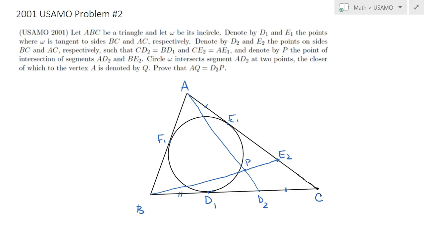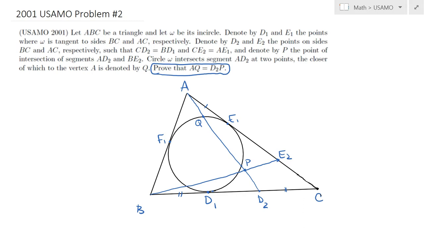We are told that the circle omega will intersect AD2 at 2 points. Obviously these are the points. This point is called Q, and the other point has no name. We need to prove this statement: AQ is equal to D2P.